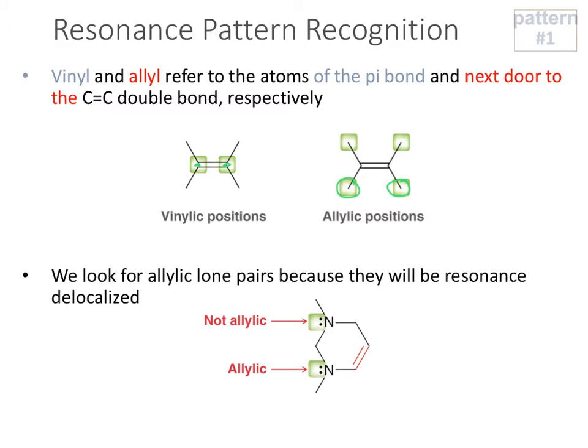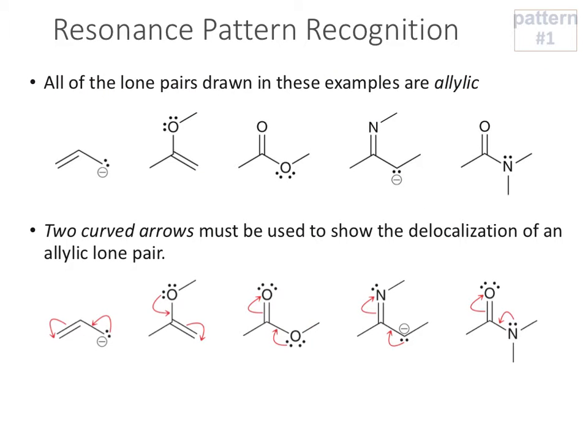So here we have a lone pair on the nitrogen, and that lone pair is on the nitrogen which is adjacent to a double bond. And over here, that is not allylic because that nitrogen is not adjacent to a double bond. All of the lone pairs drawn here in these examples are allylic. So you have a lone pair and it's on a carbon adjacent to a double bond.